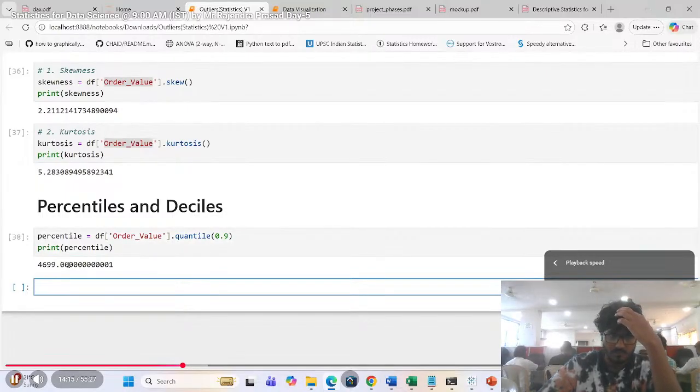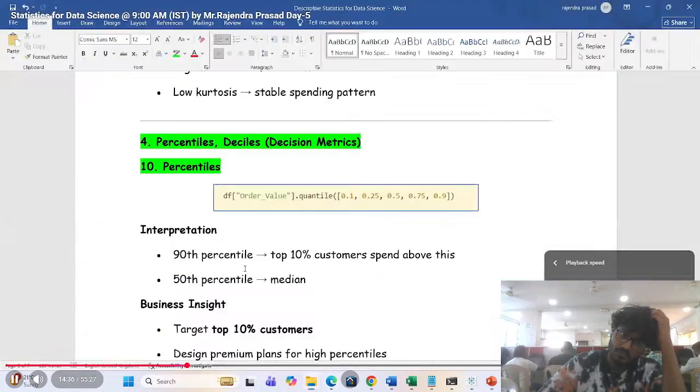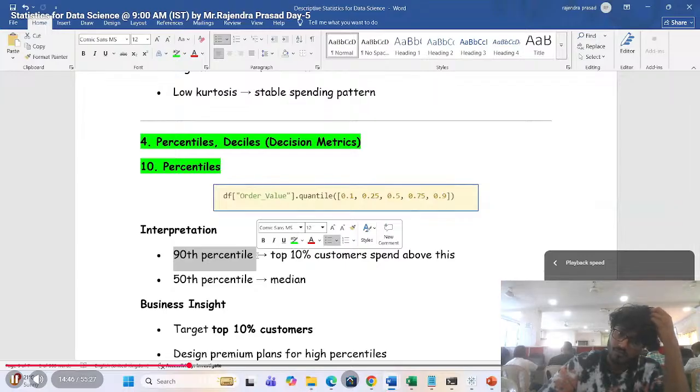Sir, what is this talking about? What we find is that 90% of the people, the majority, like VIP customers, are spending around 4,699 rupees as their regular spendings. So that's what I mentioned here. Whenever you calculate a percentile, for example 90%, it means the top 10% of the customers are spending how much? You get my point? 90% means top 10. 80% means top 20.